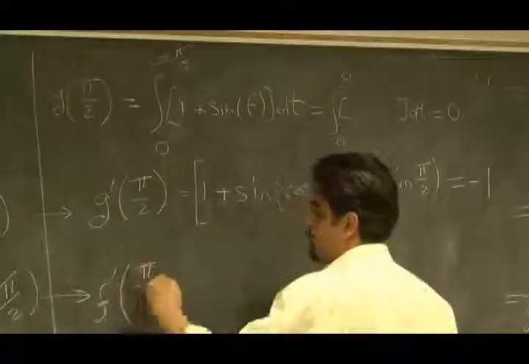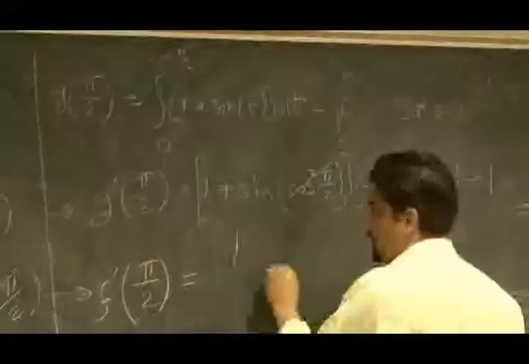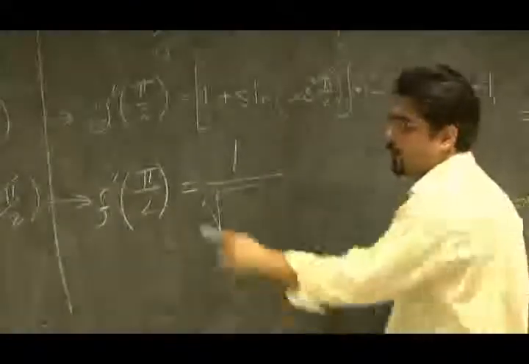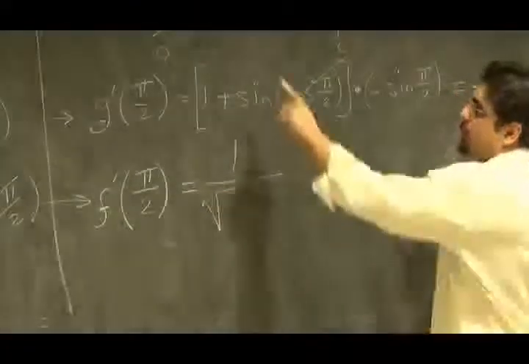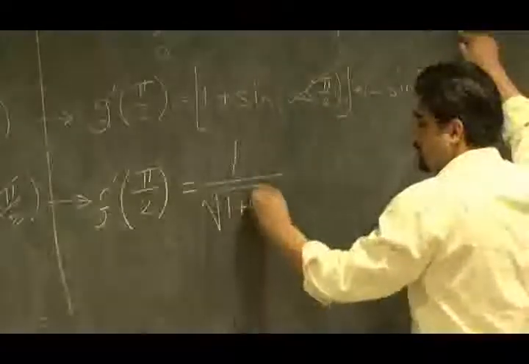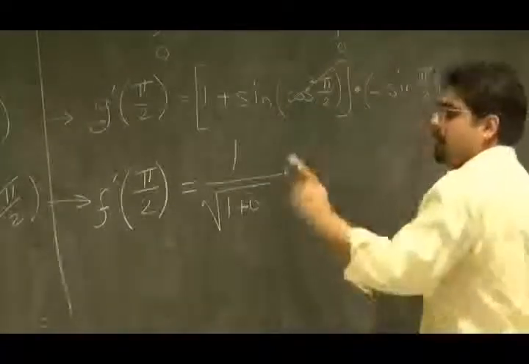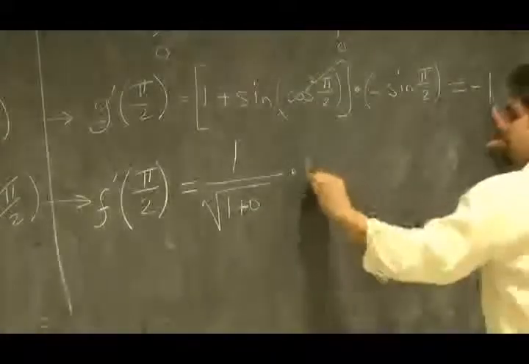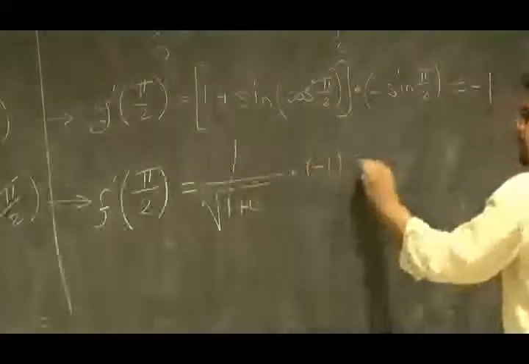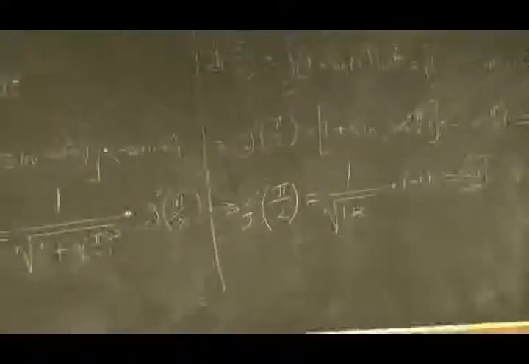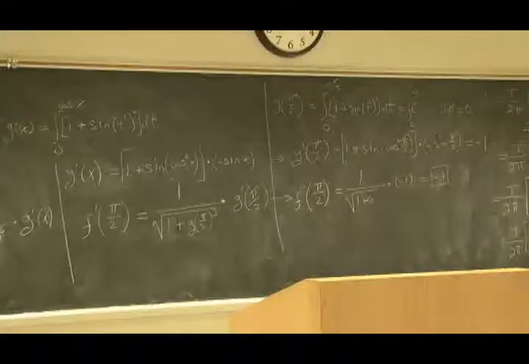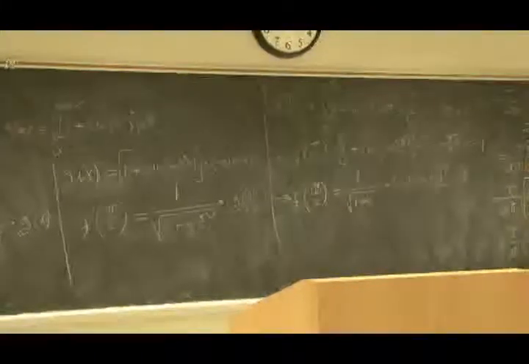Going back here now. f prime of pi over 2 is 1 over the square root of 1 plus g of pi over 2 cubed. Okay, g of pi over 2 is 0, so this is just 1 plus 0. Times g prime of pi over 2, which was negative 1. So you get 1 over 1 times negative 1, which is negative 1. Okay? It's a good problem. It's using the fundamental theorem many times with the chain rule embedded in it. Any questions about this?